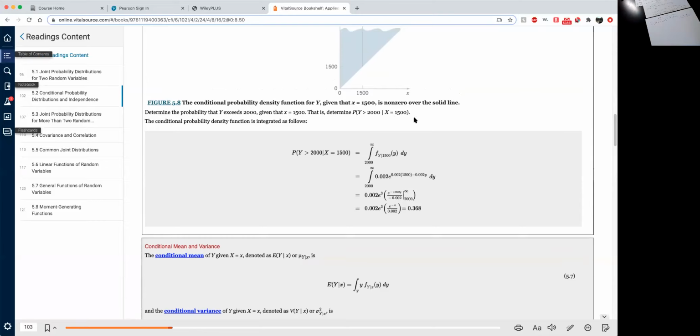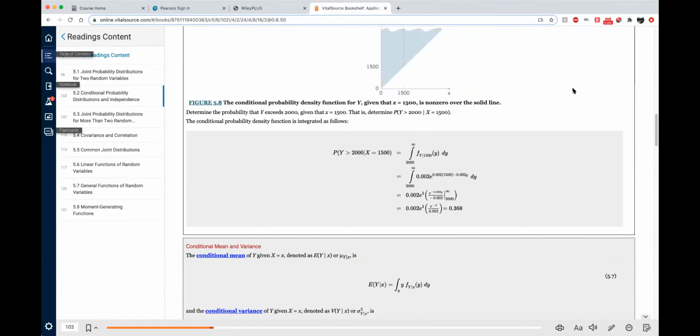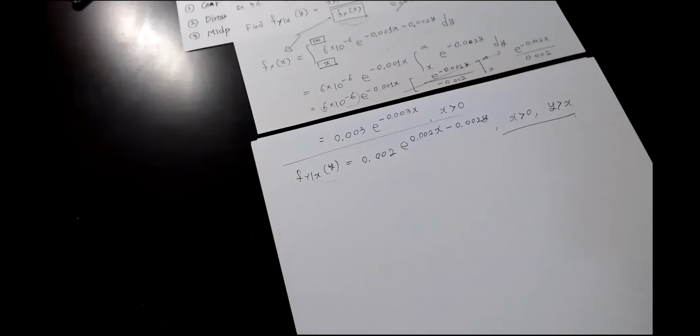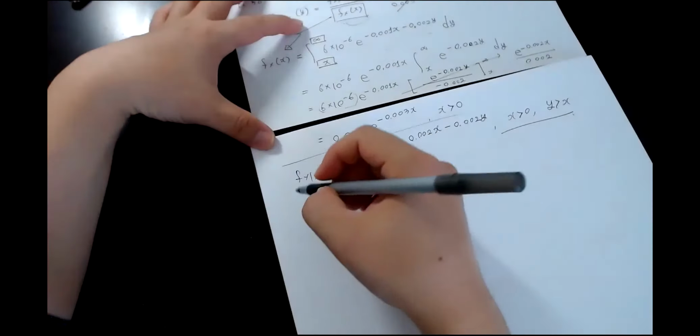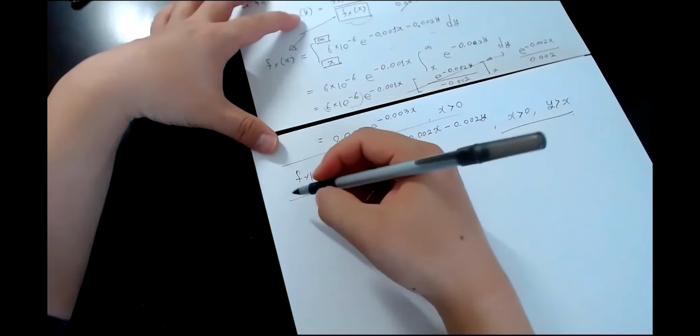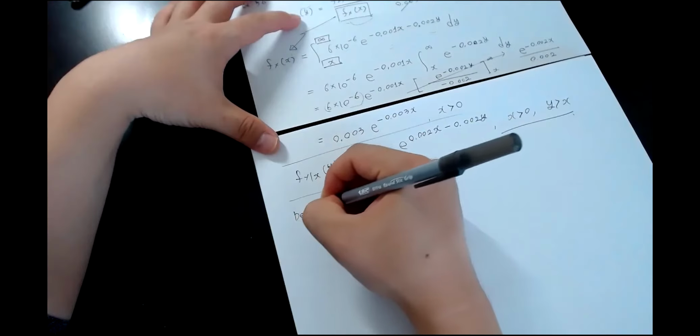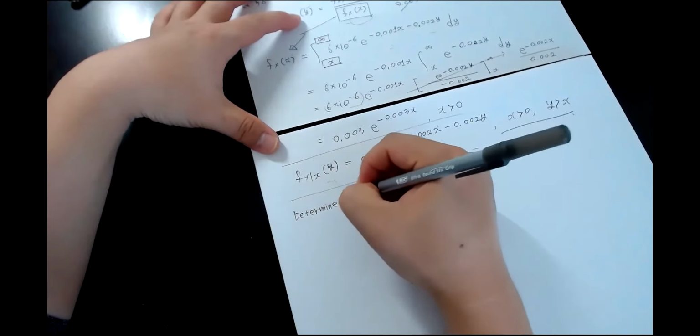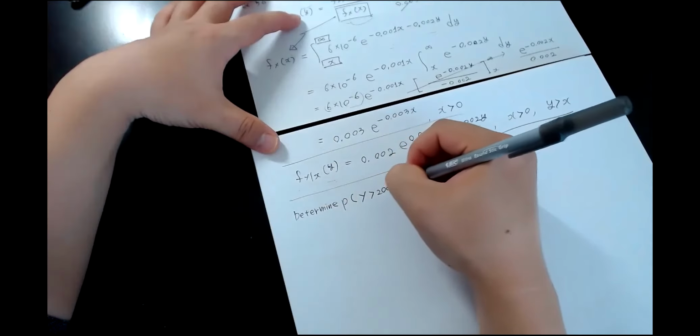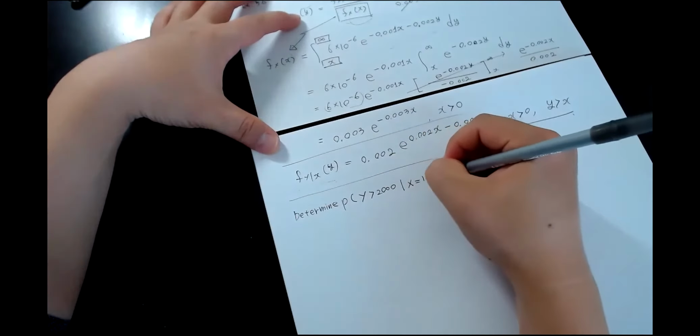So the conditional probability density function is integrated as follows. Let me explain this one in my sketch paper. Okay, let's stop here. All right, so right there. The second question is to determine the probability that y is greater than 2000 given that x is 1500.